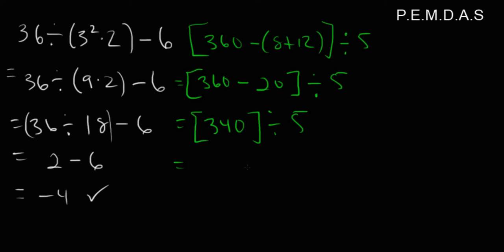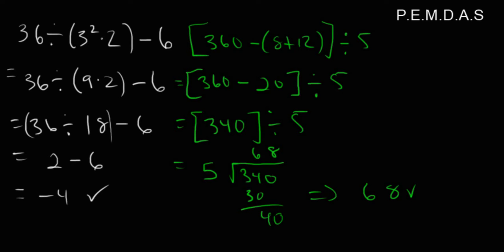I know 5 divides into 340 evenly because any number with a 0 on the end is divisible by 5. So let's do long division. 5 goes into 34 6 times. 5 goes into 40, 8 times. So that equals 68. Let's look at another example.